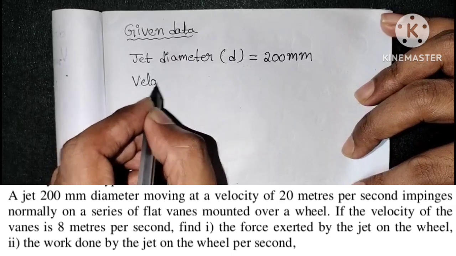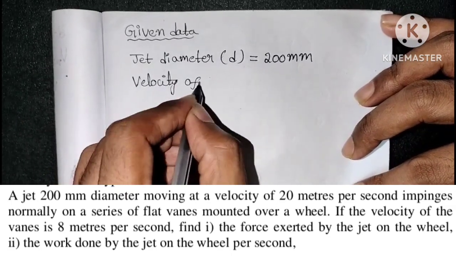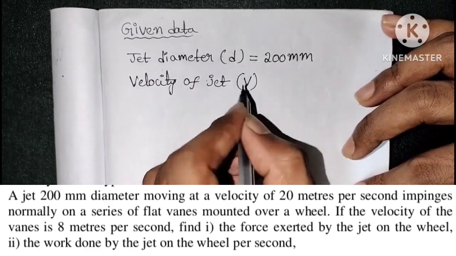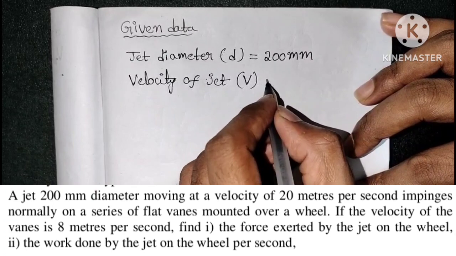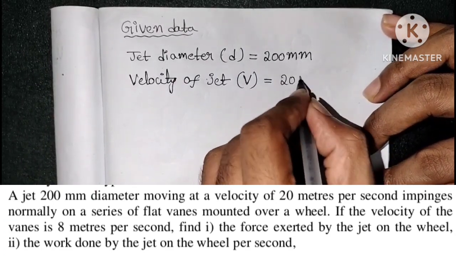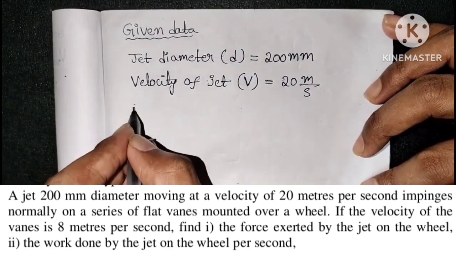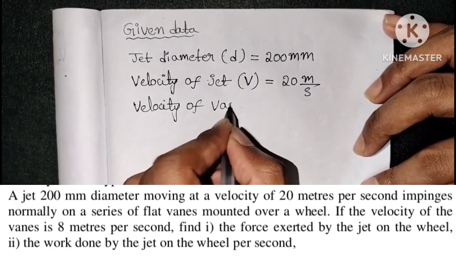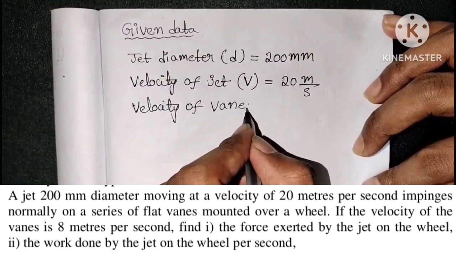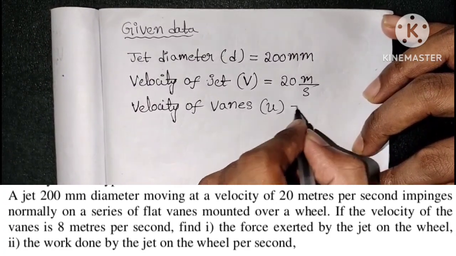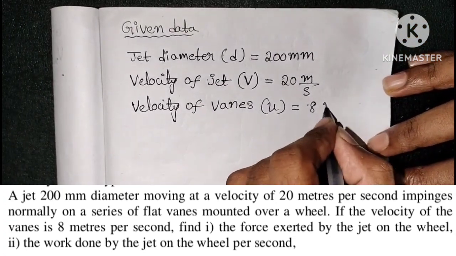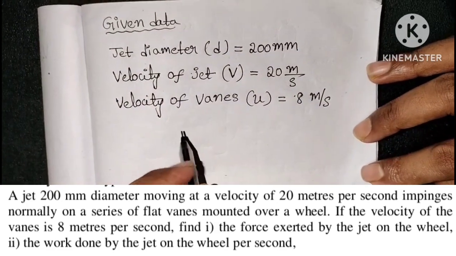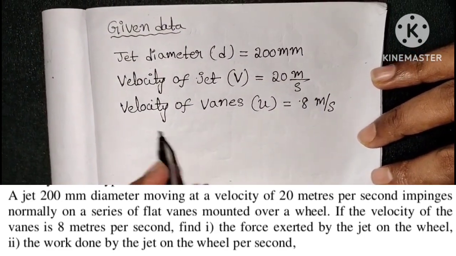So velocity of jet is denoted by capital V. Velocity of jet V is equal to 20 meters per second, and velocity of vanes is given. Velocity of vanes, denoted by small u, is equal to 8 meters per second.